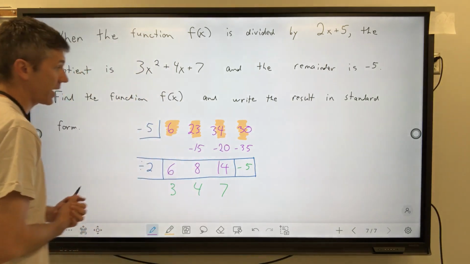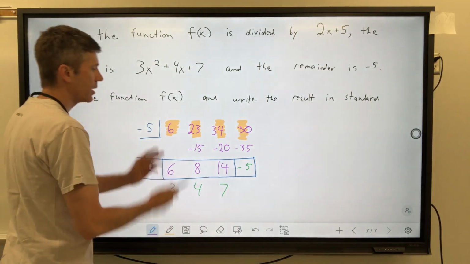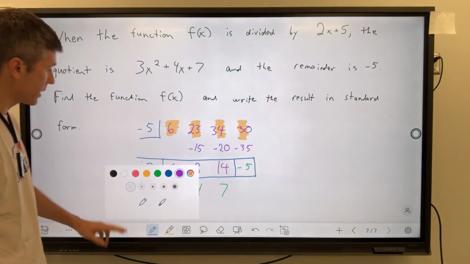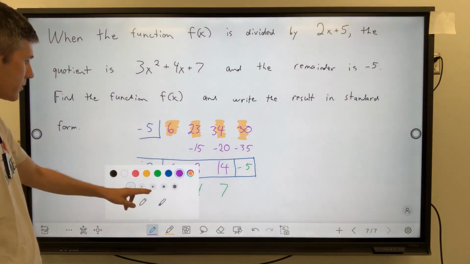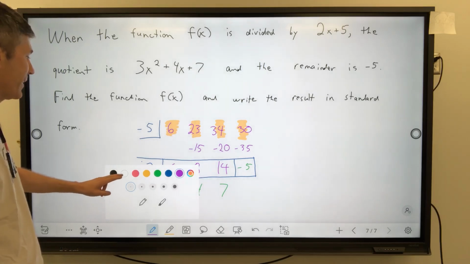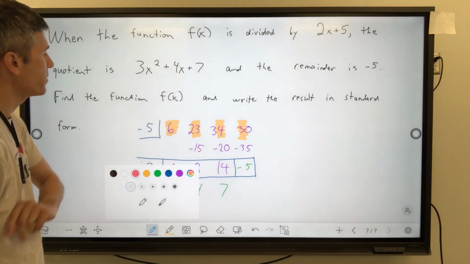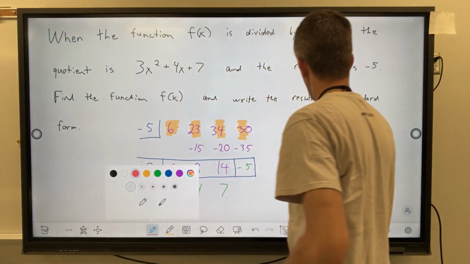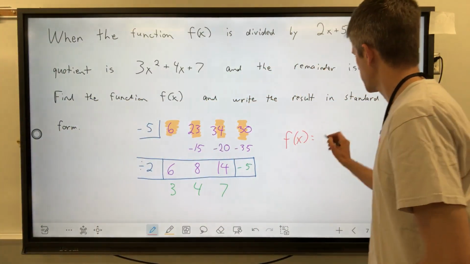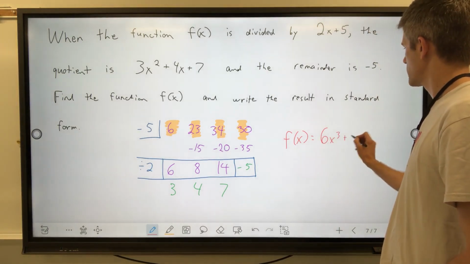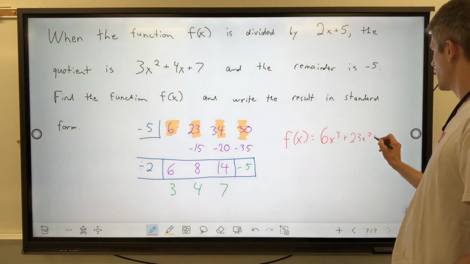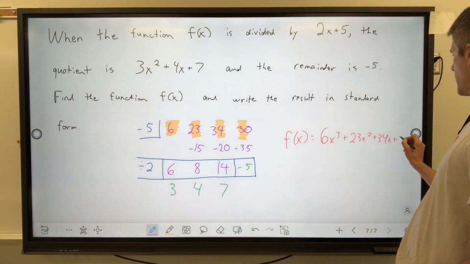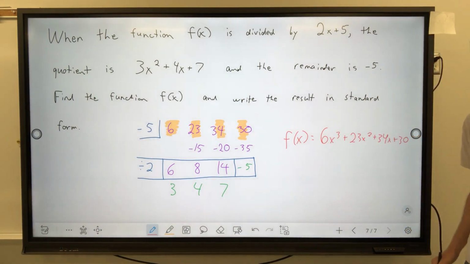So my final answer actually is not this down here. It's this up here. What I'm really asked to find is, what color have I not used yet? White. Let's write it in red. My final answer for my function is this: 6x cubed, 23x squared, 34x, and 30. Okay, that was one way. Let's do it another way.